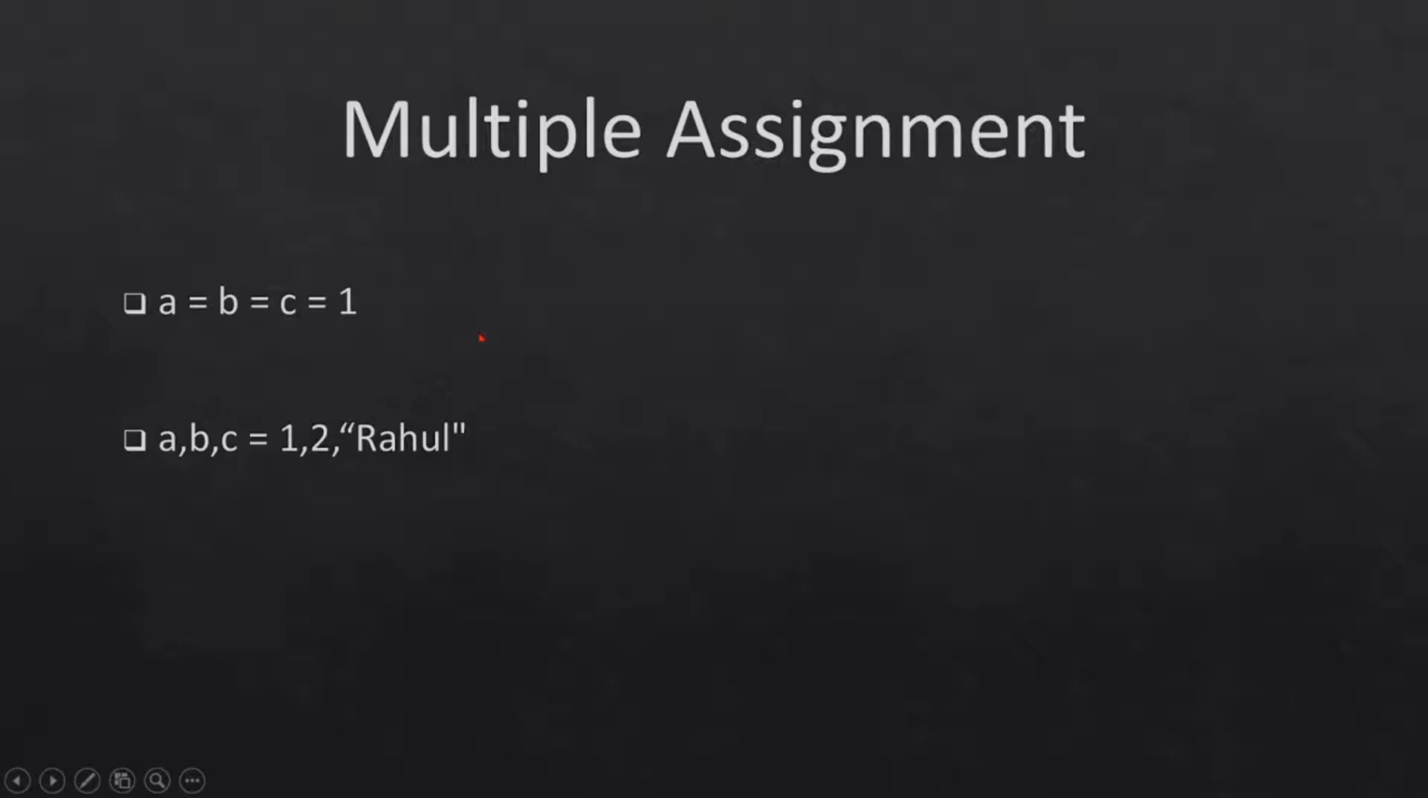So here we can assign multiple objects to multiple variables. So a comma b comma c is equal to 1, 2, and double quotes name Rahul. In this example, we take three variables and three different values. Here two integer objects with the values 1 and 2 are assigned to the variables a and b respectively, and one string object with the value Rahul is assigned to the variable c.